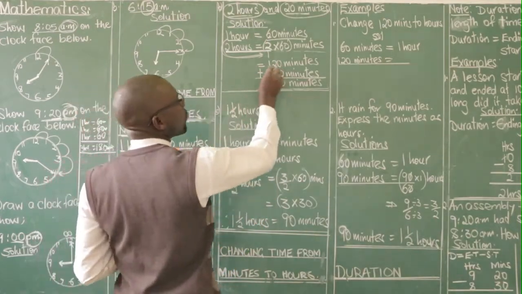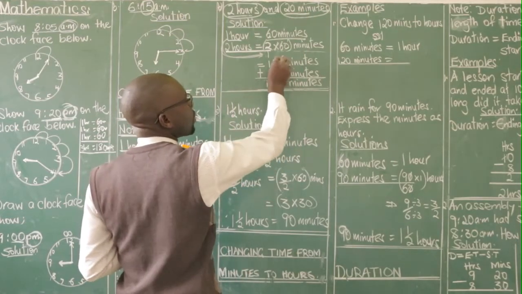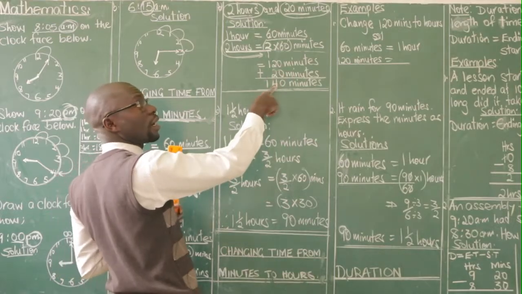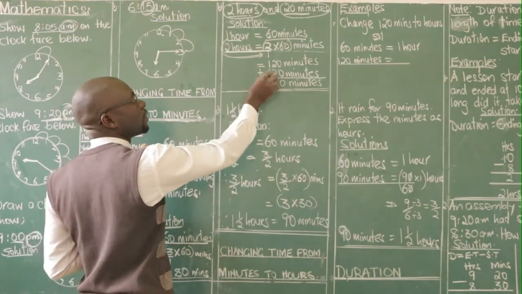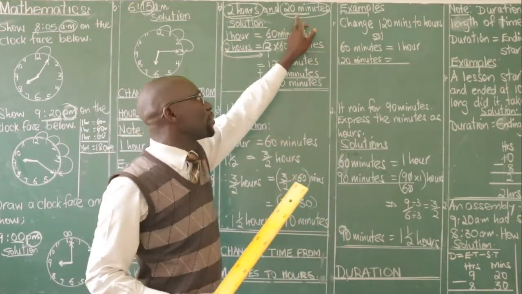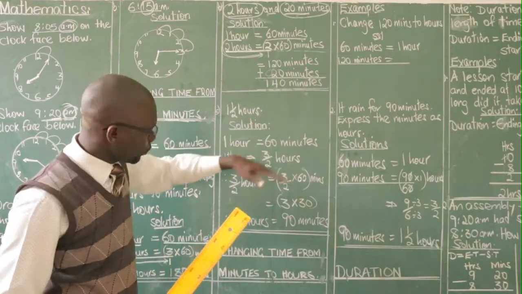And then those are 20 minutes, and then we bring the other 20 minutes and we add here. So we say 0 plus 0, 0, and 2 plus 2, we get 4, and then 1 plus 0 here is a 1. So in 2 hours and 20 minutes, there are 140 minutes.